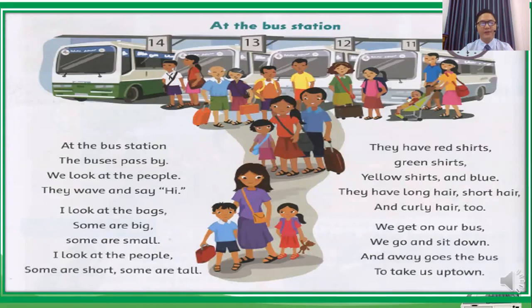At the bus station, the buses pass by. We look at the people, they wave and say hi. I look at the bags. Some are big, some are small. I look at the people. Some are short, some are tall. They have red shirts, green shirts, yellow shirts, and blue. They have long hair, short hair, and curly hair too. We get on our bus. We go and sit down. And away goes the bus to take us uptown.